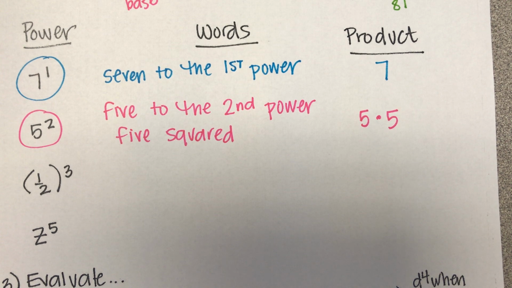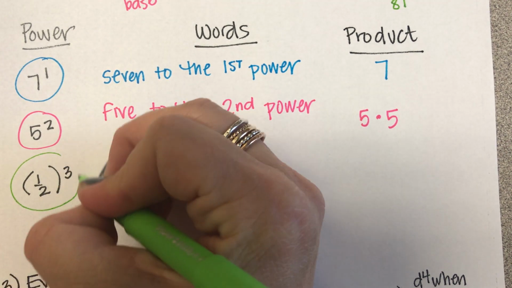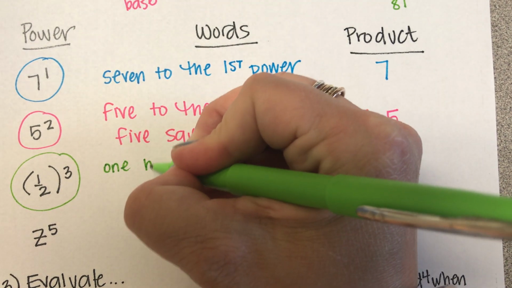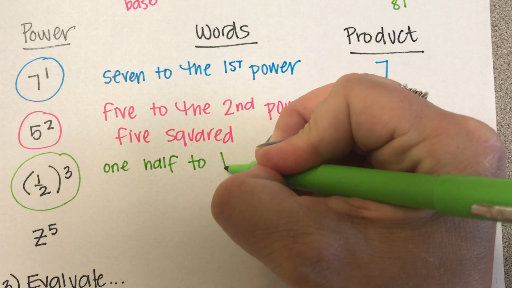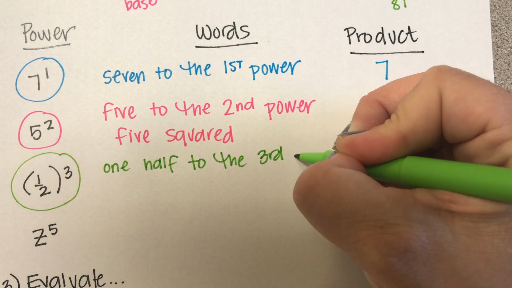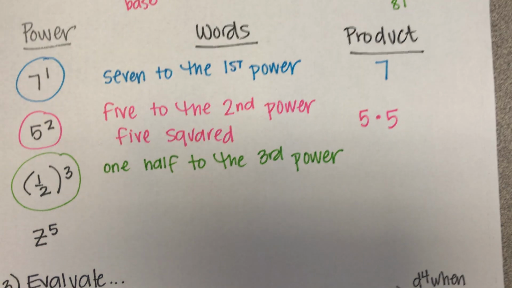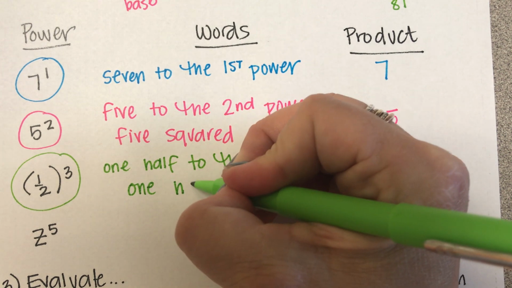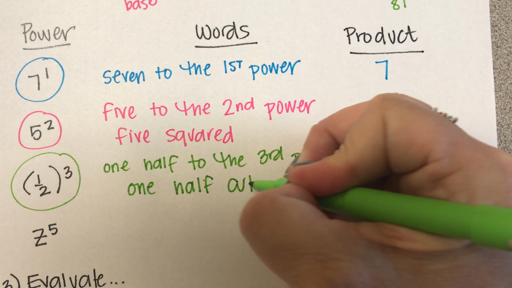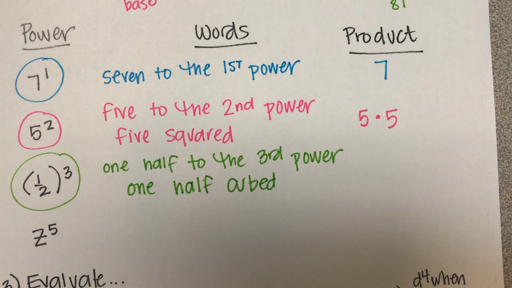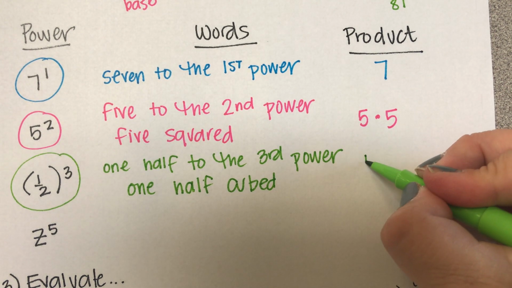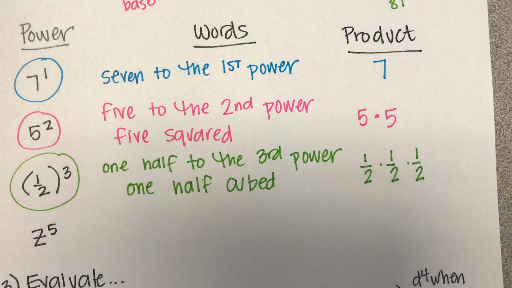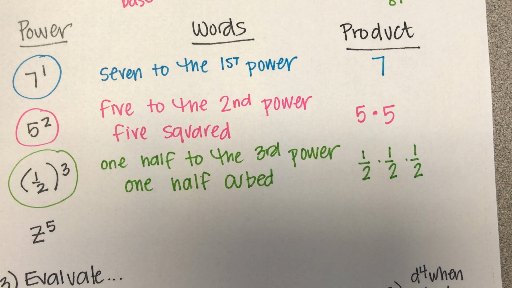Okay, let's look at this third one. Okay, so this one is 1/2 to the third power. Okay, the other way we could write that, there's a special word for 3, and it would be 1/2, oops, that's a C, cubed. Okay, 1/2 cubed. So what this one means is 1/2 times 1/2 times 1/2. It's 1/2 being used 3 times.